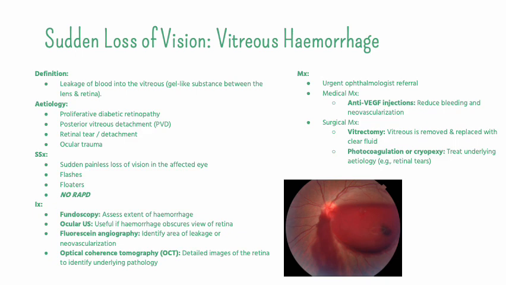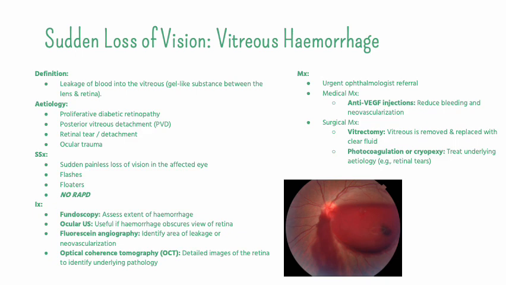On examination, the fundoscopic examination typically assesses the extent of the hemorrhage. However, the following, so ultrasound, angiography, and OCT, are more relevant in the setting of an optometrist or an ophthalmologist, and so in order for these to be assessed, you would refer accordingly. An ultrasound is useful if the hemorrhage obscures the view of the retina, and the fluorescein angiography identifies the area of leakage or neovascularization. And the OCT allows detailed images of the retina to identify underlying pathology.